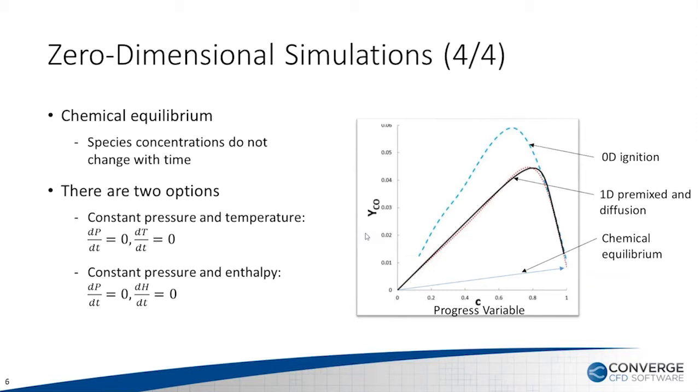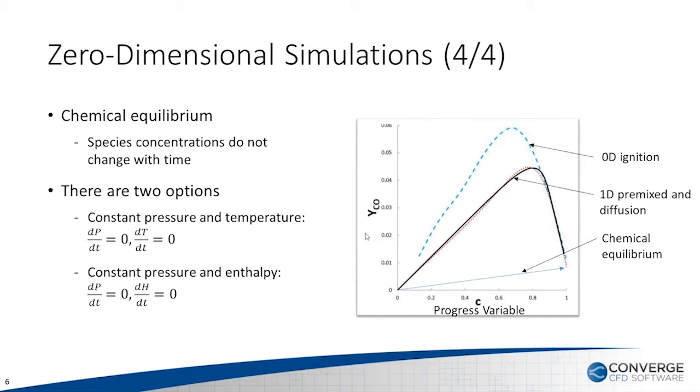The last reactor for 0D reactor, or I kind of call it a 0D reactor, is chemical equilibrium. Basically, the definition of equilibrium is the species concentration do not change with time. And we do have two options for chemical equilibrium. You can solve equilibrium for constant pressure and temperature, or you can solve the equilibrium for constant pressure and constant enthalpy.